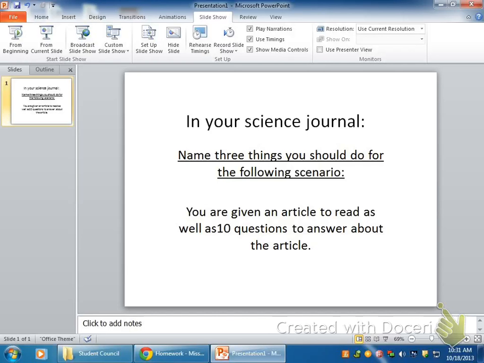How about question 2? It says, what are 2 possible uses for stem cells? Give specific examples from the text.